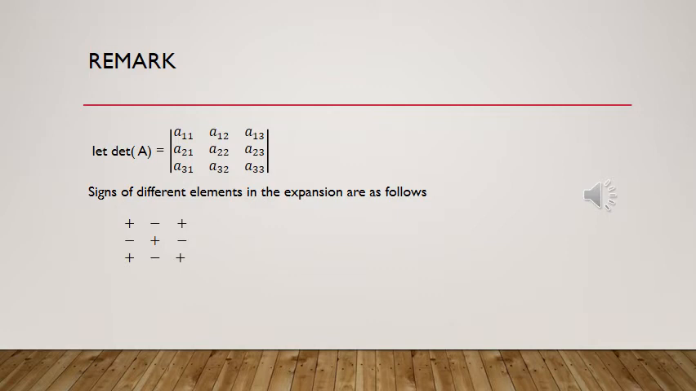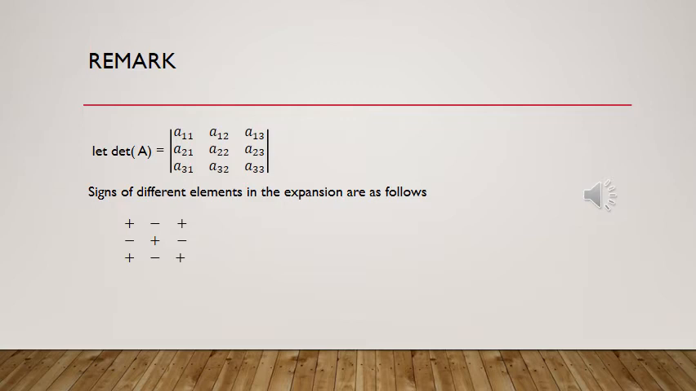Now the second row elements. A21, 2 plus 1 is 3, so minus sign. A22, 2 plus 2 is 4, positive. A23, 2 plus 3 is 5. So the second row elements have signs minus, plus, minus.